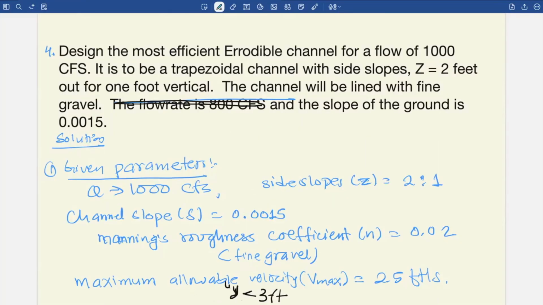All right, so let us go through question number 4. It is similar to question number 3, but we need to do it for an erodible channel.